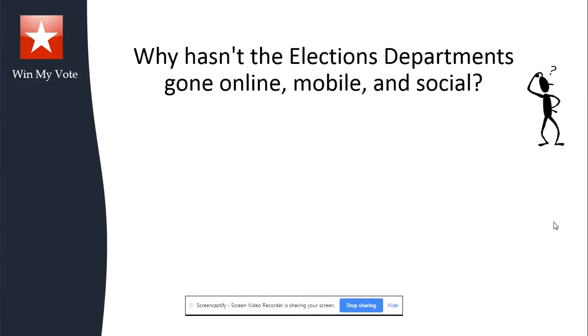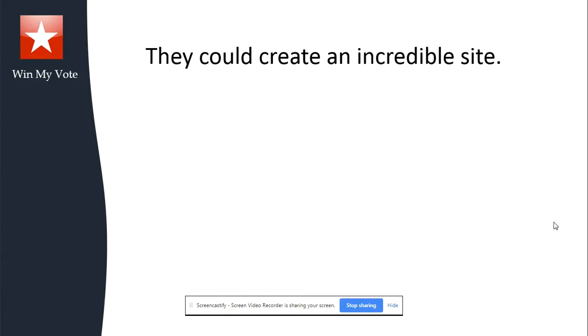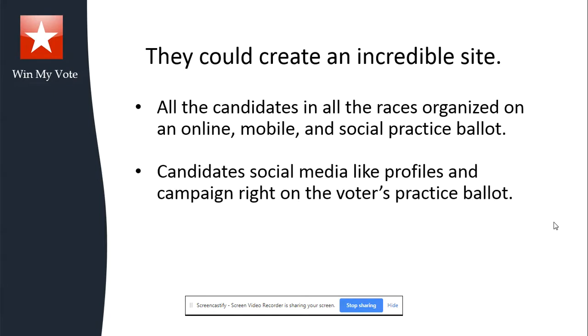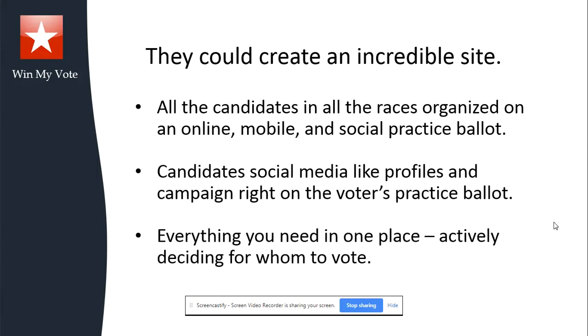So the question is, why haven't they gone online, mobile, or social? They could build an incredible site and would be probably cheaper than what they're doing now. They could have all of the candidates and all of the races organized on an online, mobile, and social practice ballot so that the candidates could have these social media like profiles, and then they could campaign directly on the practice ballot. So as a voter, I could just go through each one of them and hear what they have to say and look at their issue statements, their endorsements, all that stuff, and then I could fill out my practice ballot online or mobile. And I'd have everything I needed in one place.